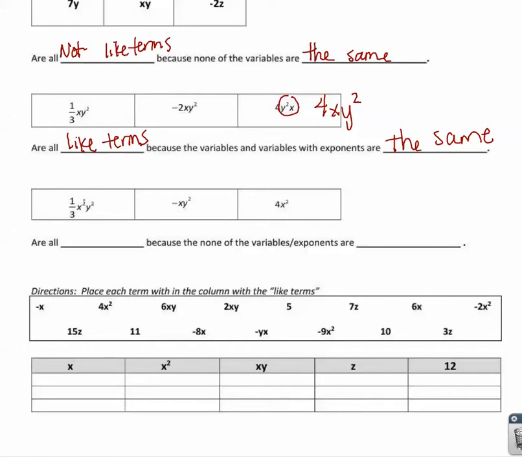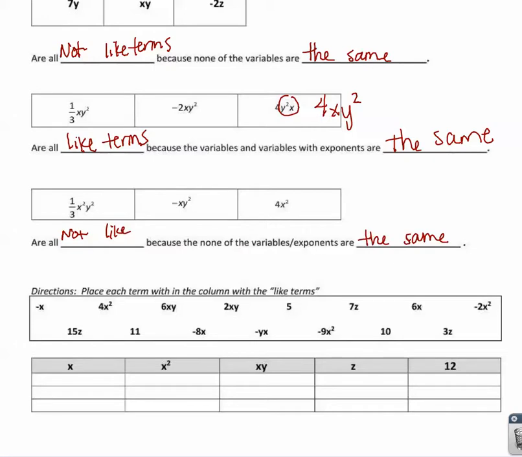Looking at the following problem, 1/3 x squared y squared, negative x y squared, and 4x squared. Although they have parts and pieces of each other, they are not exactly the same. So these are not like terms.